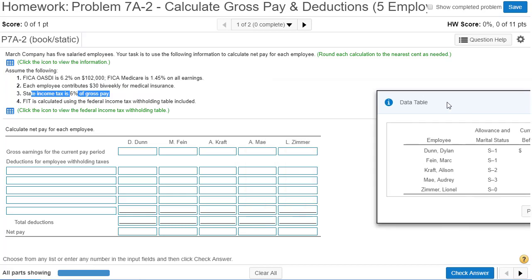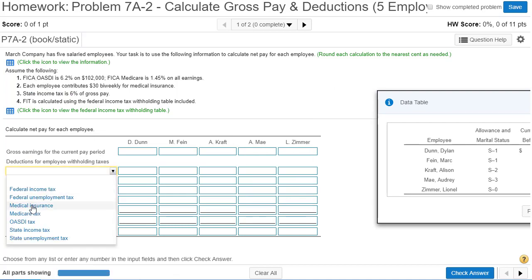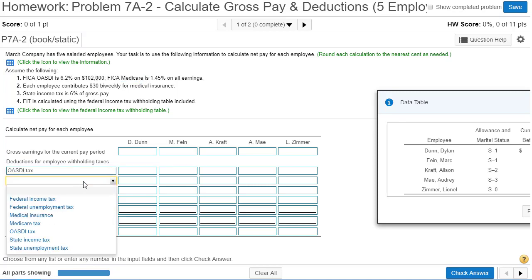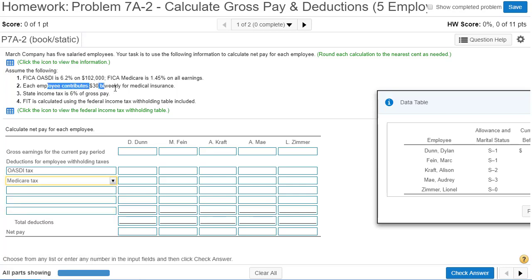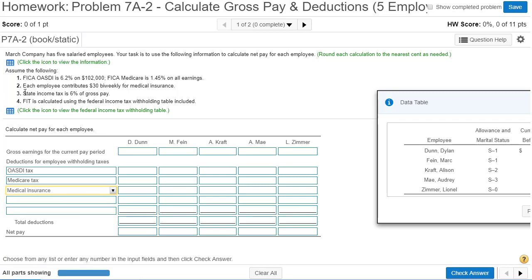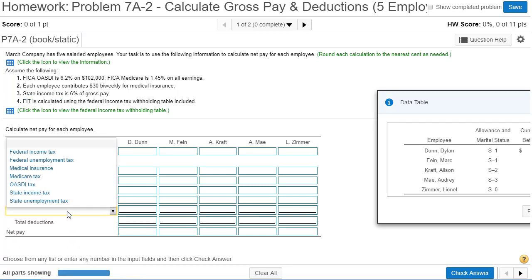So notice it says deductions for employee withholding taxes. I'm going to just go in order here. So we've got OASDI. After that, they list Medicare. After that, they list medical insurance. After that, they list SIT, state income tax. And then they list FIT, federal income tax.